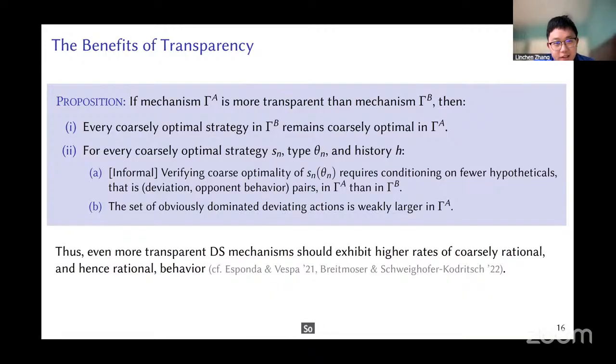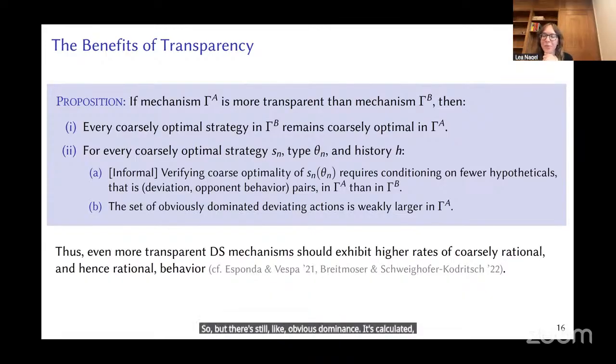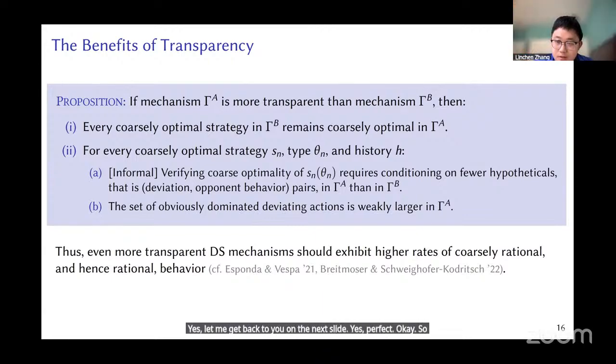But it's still like obvious dominance. Yes. Kind of like what you want. Yes. Let me get back to you on the next slide. Yes. Perfect. Okay. So these are kind of the benefits of transparency.